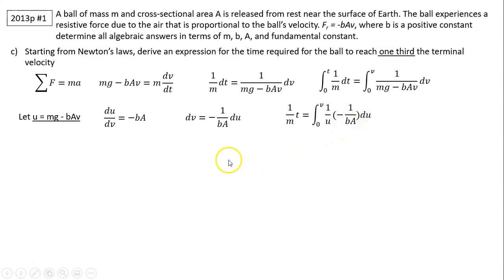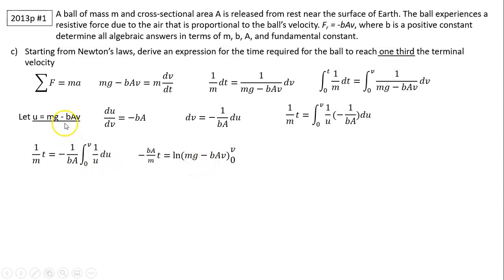Negative 1 over ba is constant. You can factor it out. And plus, because ba is a constant, we can multiply this on both sides, kind of get rid of it. So on the left-hand side, we have negative ba over m t. On the right-hand side, 1 over x dx equals ln x. And in this case, 1 over u du equals ln u.